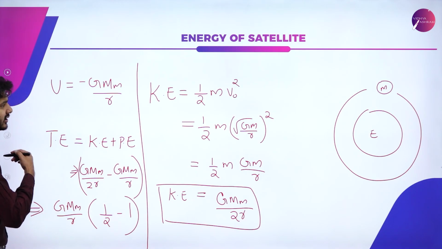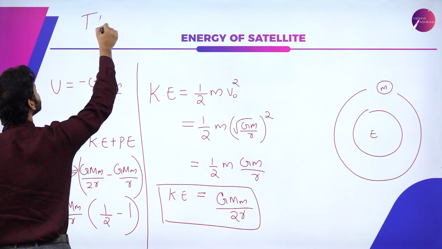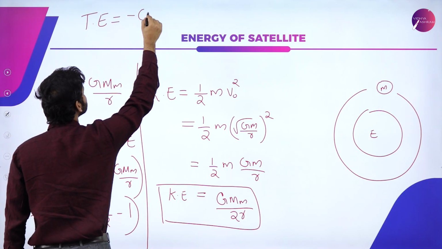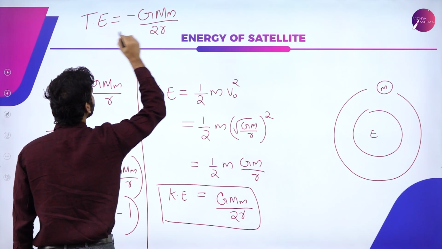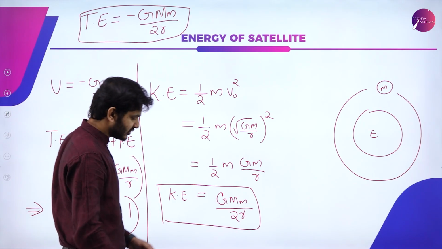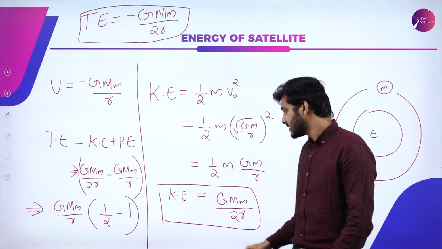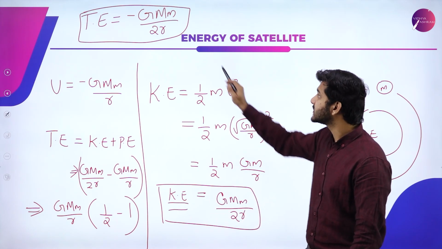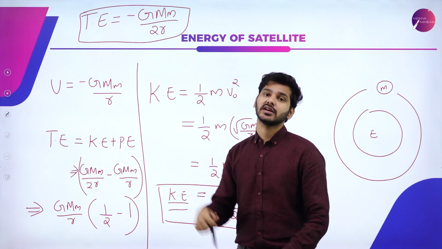So you will get the total energy TE as equal to minus GMm divided by 2r, right? So see, the important thing you have to understand here is that this is the kinetic energy, which is GMm by 2r. This is the total energy, which is GMm by 2r with the minus sign.